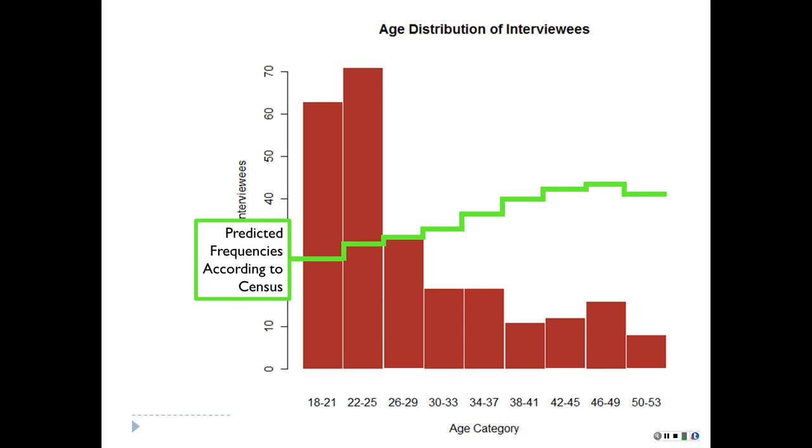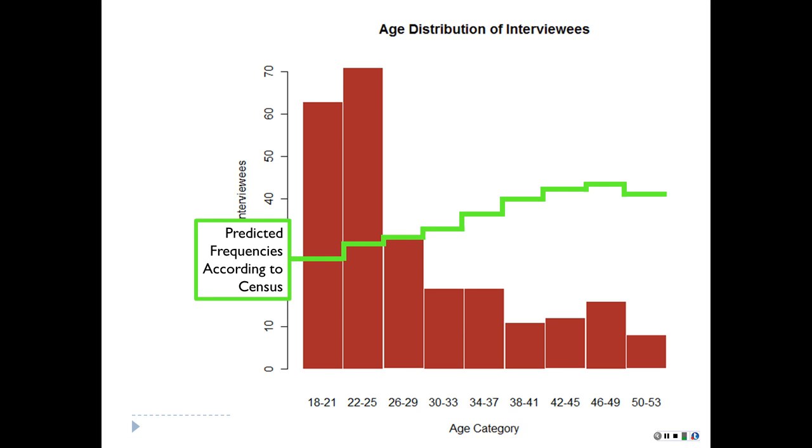Well, here's the predicted frequencies. This is what the frequencies with this number of participants, 250 or something, should have looked like if the bar chart followed the census. You'll see that there's an awful lot of young people. They were college students. They interviewed people that were their age, right? They interviewed their friends. So later I tried to change the format.